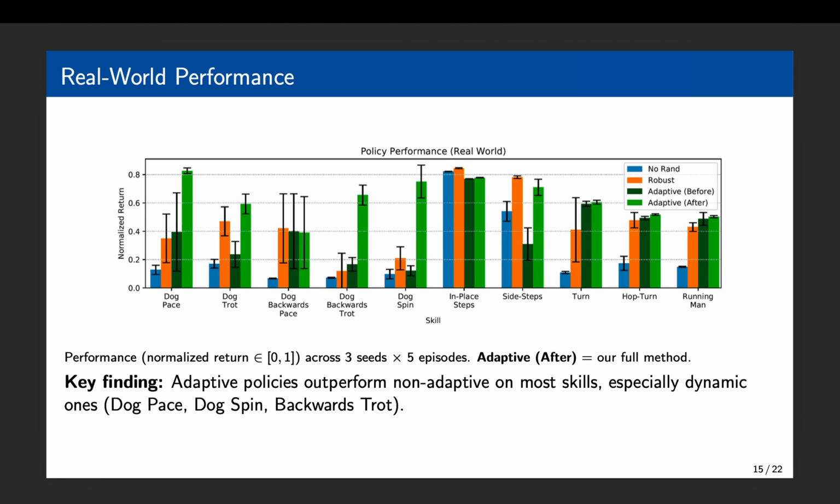The robust policy does better, but still falls short. The adaptive policy after real-world tuning achieves by far the highest performance. For simpler quasi-static skills like in-place steps and side steps, the robust policy is actually sufficient. Adaptation does not help much because the dynamics are not as challenging to transfer.